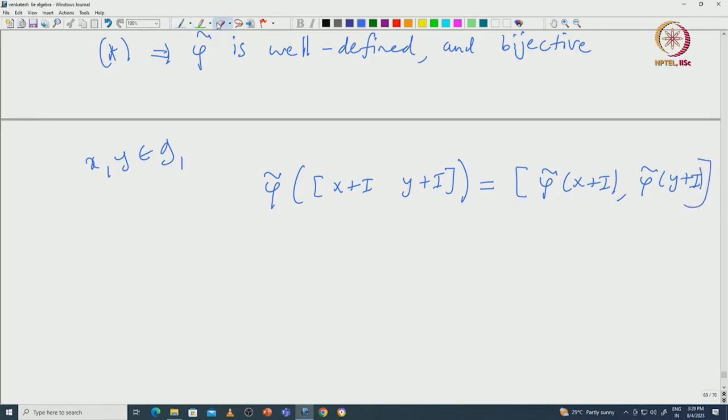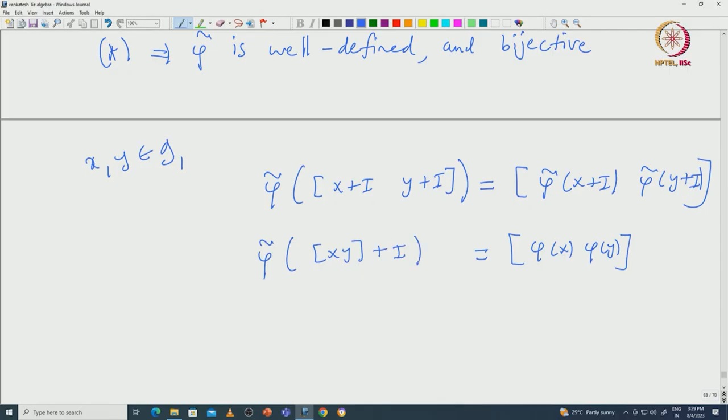So what does it mean? You just rewrite this in terms of the maps. On the right side, this is nothing but phi of x and phi of y, but on the left side this is just phi tilde of the bracket x y plus I, nothing more.